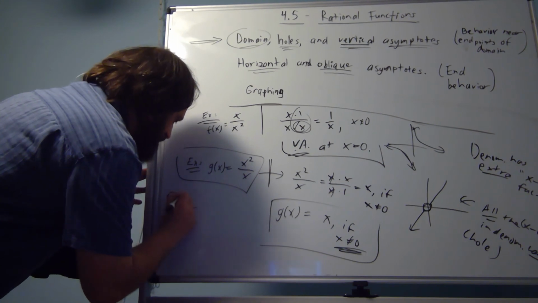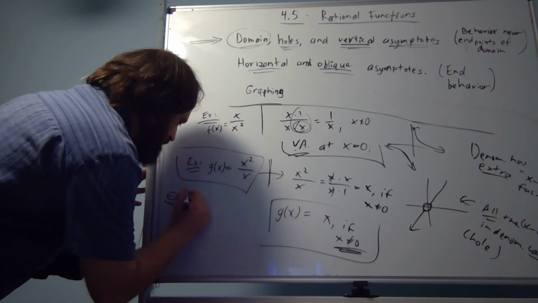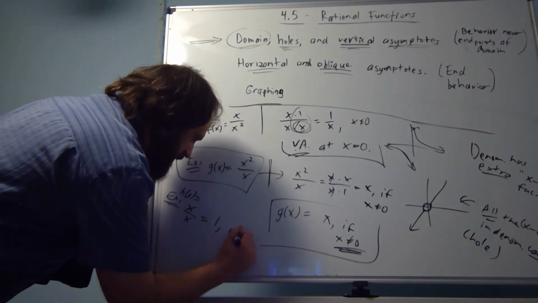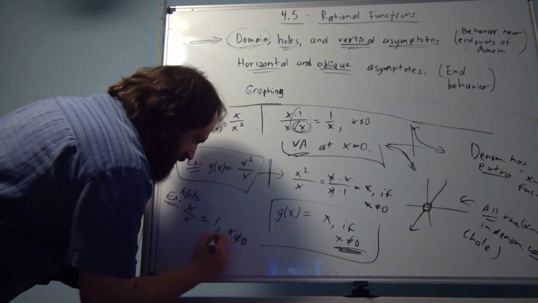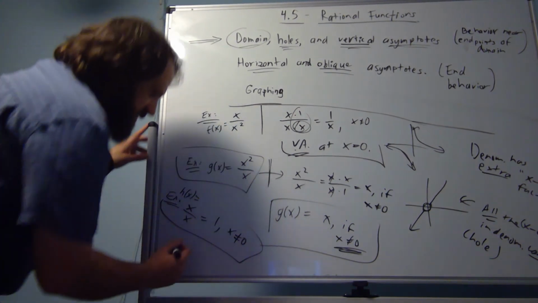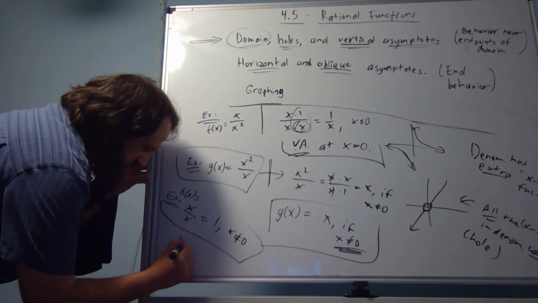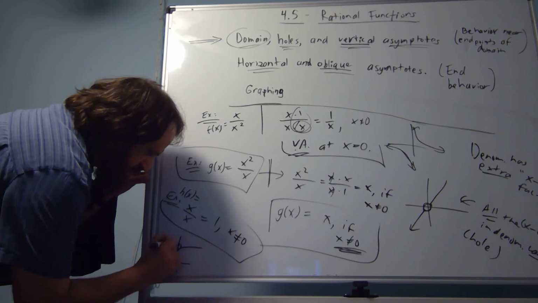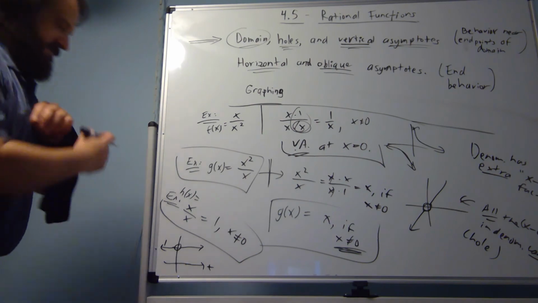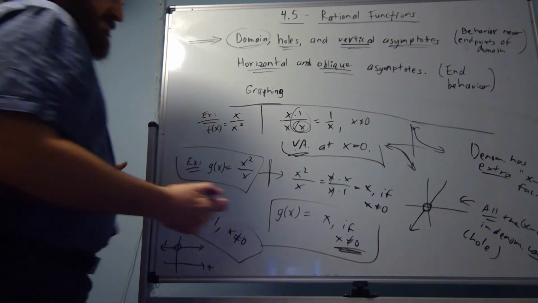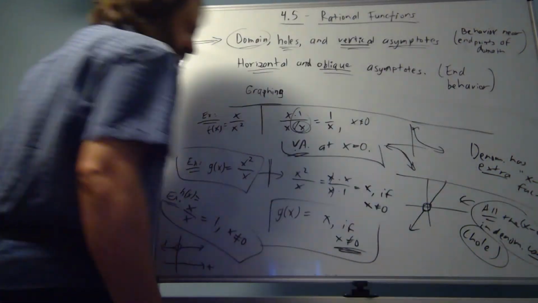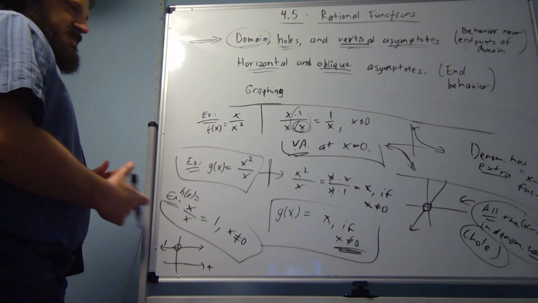In another example, h of x is equal to x divided by x, which equals the function which is 1 when x is not equal to 0. Similar behavior here as well. So that's a function where x is not allowed to be 0, but y is always 1. So you get a hole when all the x minus c's cancel.